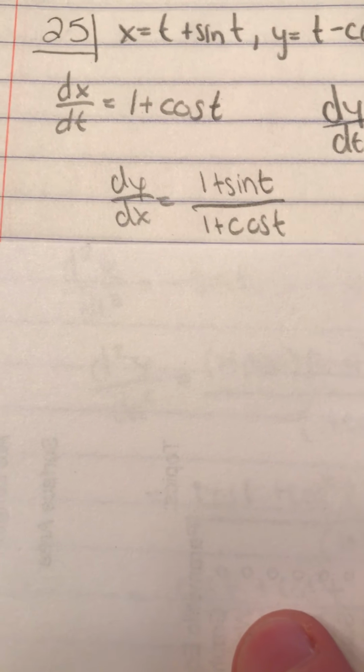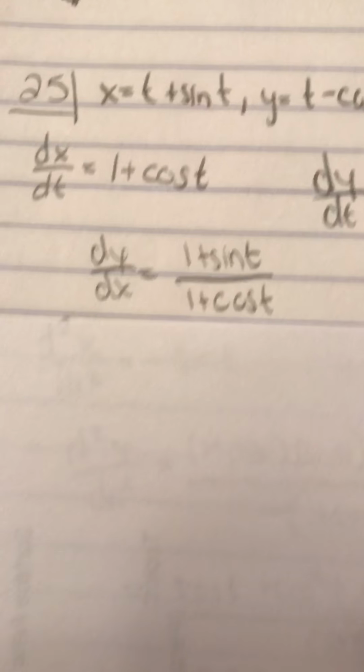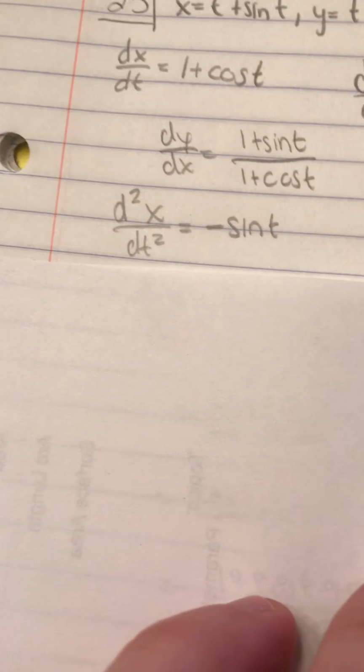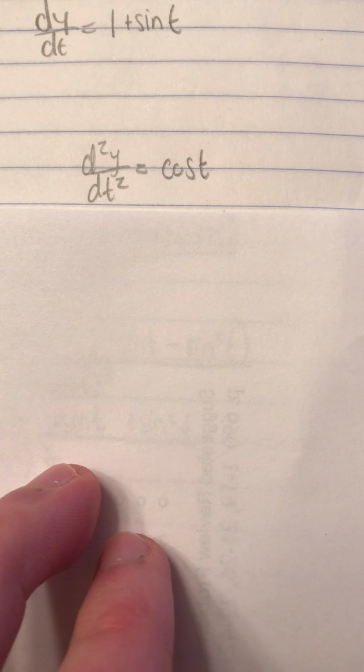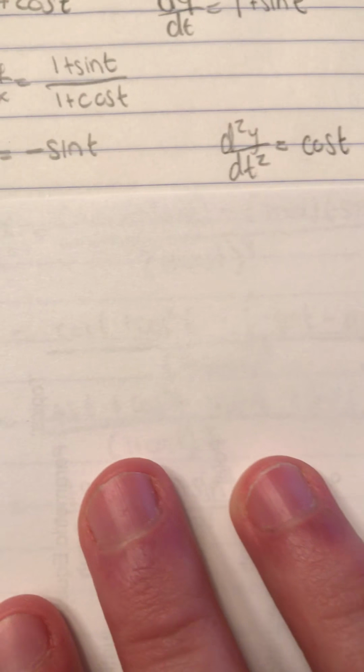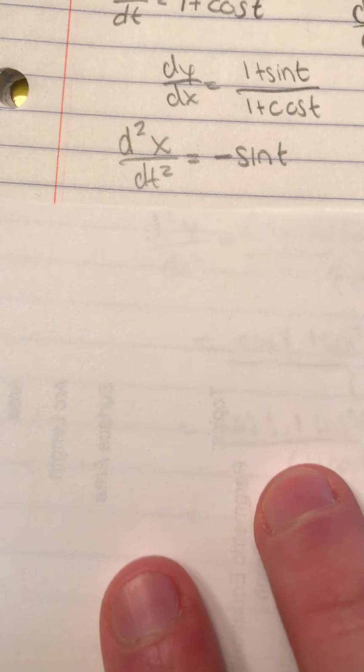And then from here on, you're going to want to take these first two derivatives that you found, and then find their second derivatives, which would be d2x over dt squared is negative sine t, and d2y over dt squared is cosine t. And then you're going to want to take this and plug this into the equation.